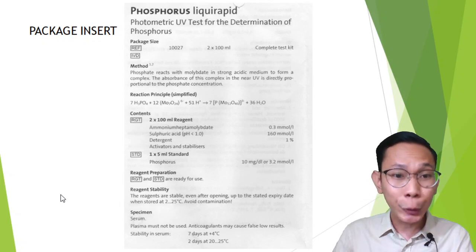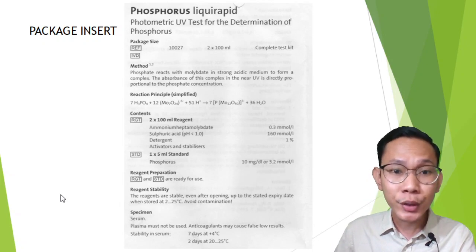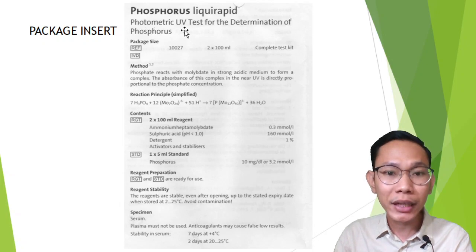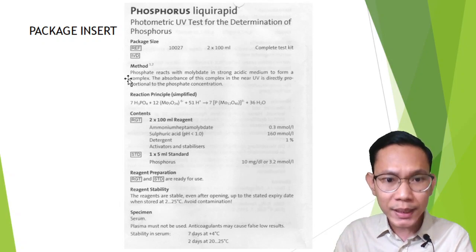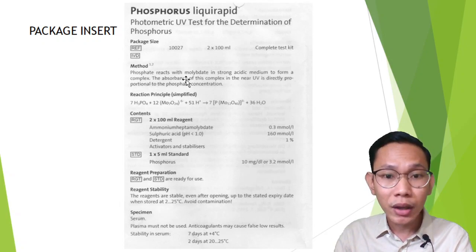So now let's proceed with your package insert for your phosphorus. So your phosphorus, using your photometric UV test for the determination of your phosphorus. So what is our method? This is the method. Phosphate reacts with molybdate in a strong acidic medium to form a complex. So phosphate, nagre-react sa molybdate. Ito, kita natin sa reaction. Anong ginagamit natin na strong acidic medium? It's your sulfuric acid, which has a pH of less than 1.